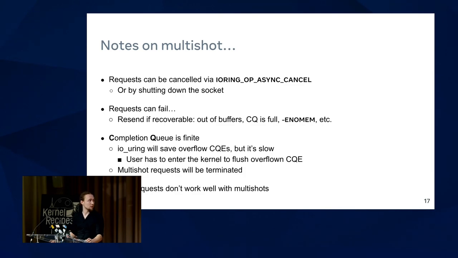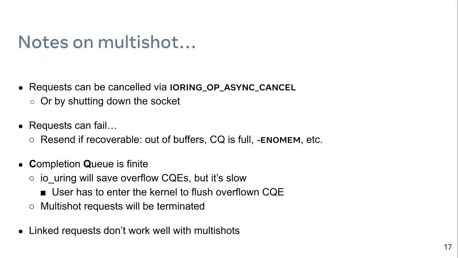Well, a couple of notes on multi-shot. Eventually, you want to somehow terminate the multi-shot. You can usually do it with a cancellation operation, or you can also try to fail it in some other way. For example, with sockets, you can shut down the socket and the receive multi-shot will be terminated as well. Also, multi-shot receive can fail in some cases, and the user space should be prepared for it. One important corner case is that if the buffer pool runs out of buffers, it will terminate the poll request. The user space should somehow try to refill the buffers into the buffer pool, like maybe process completions, maybe allocate more memory, whatnot, and then resubmit the multi-shot receive.